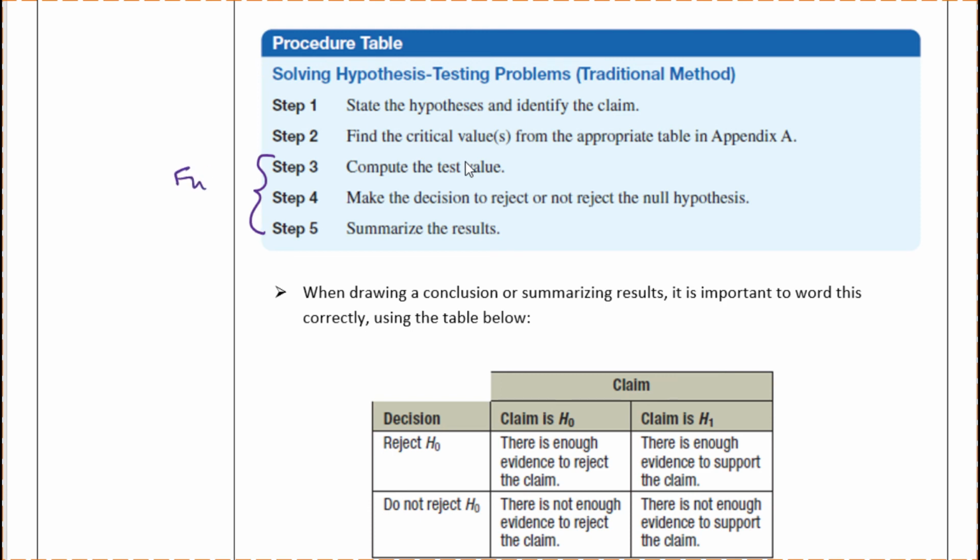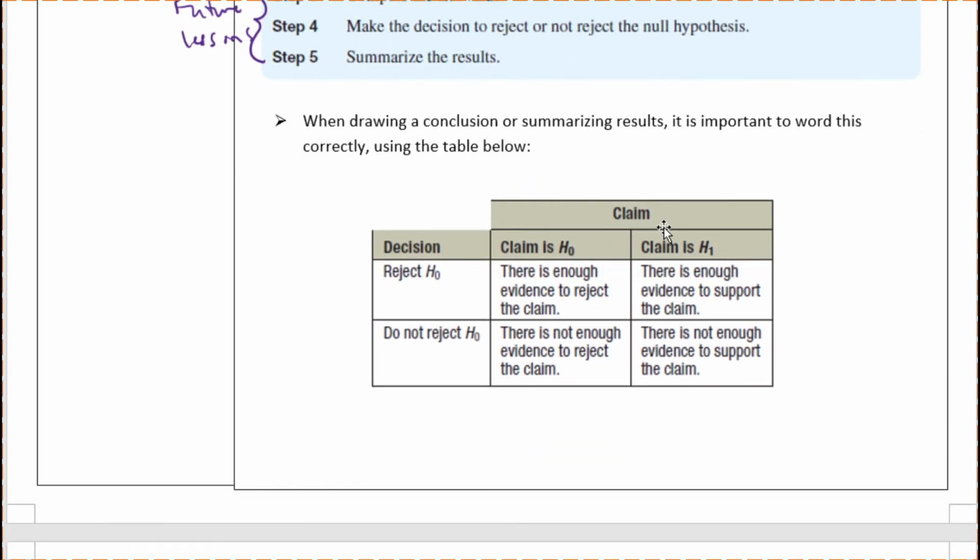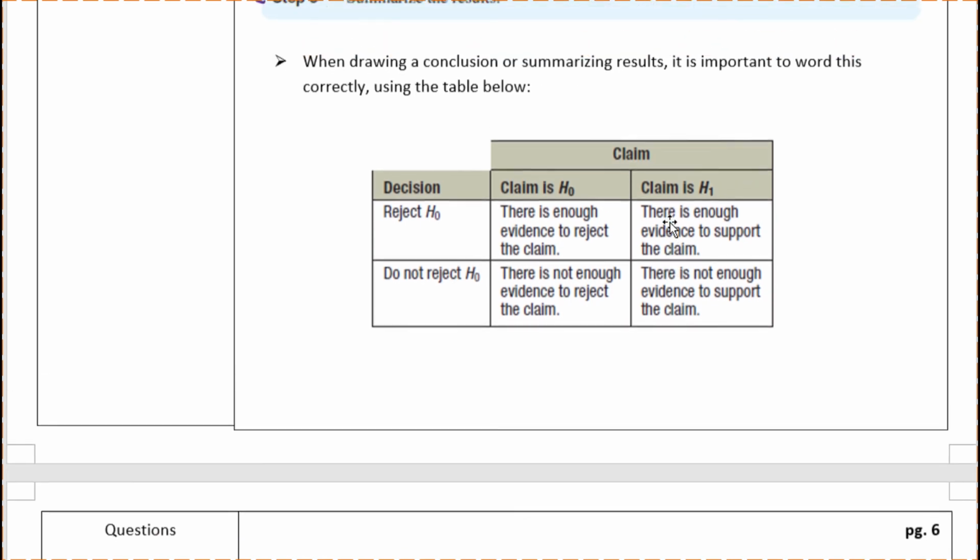So in future lessons, we'll talk about computing the test values. Right now we're just introducing the ideas, the concepts. Then make a decision to reject or fail to reject. Summarize. All right, so how do we summarize? How do we draw a conclusion?